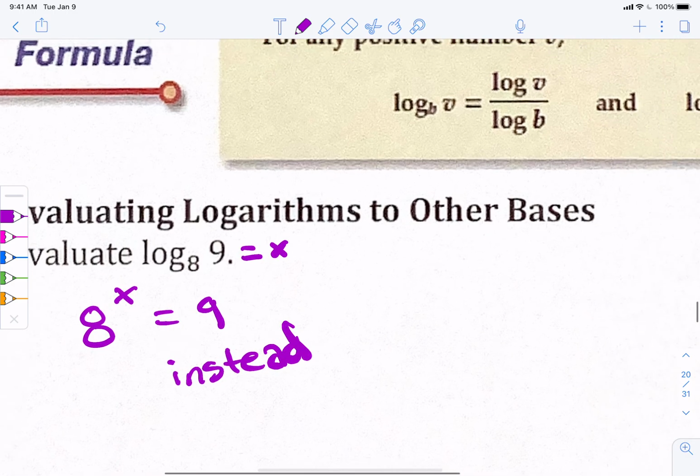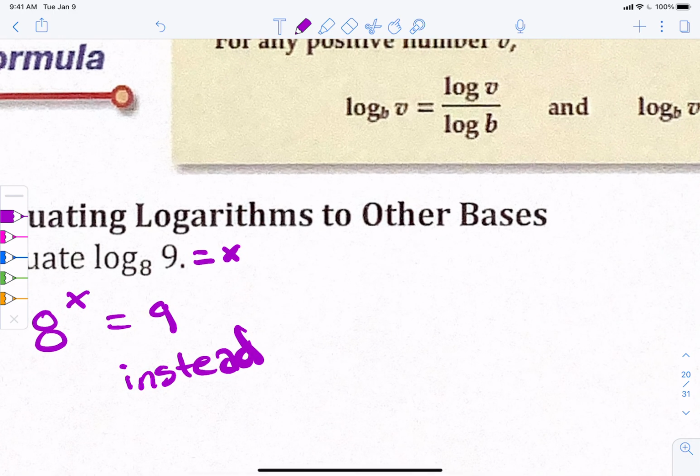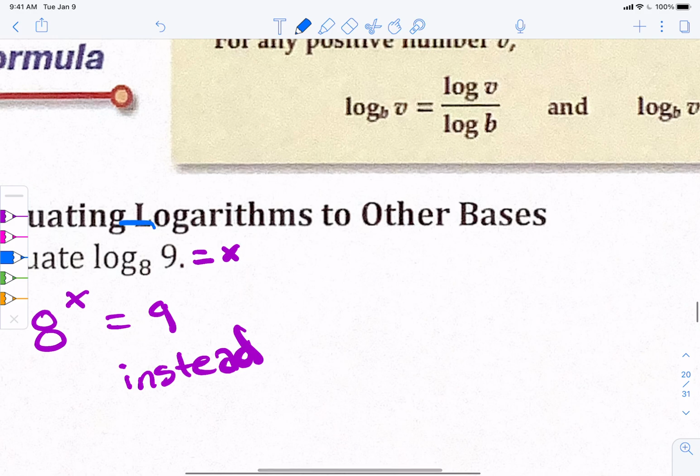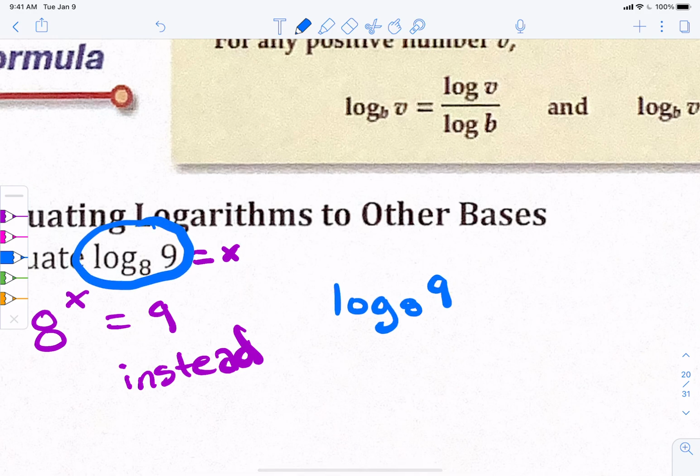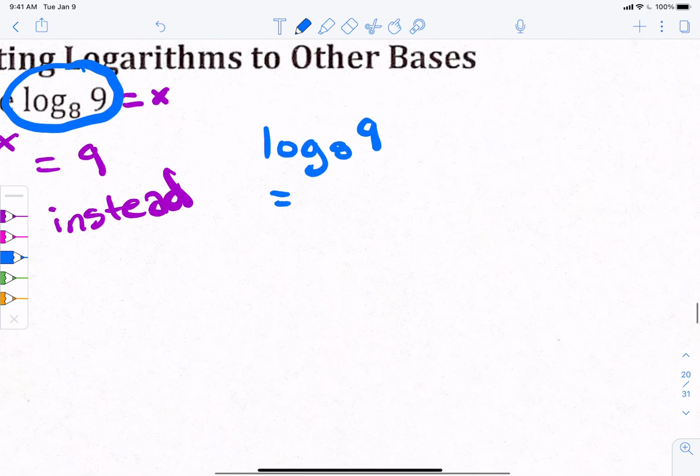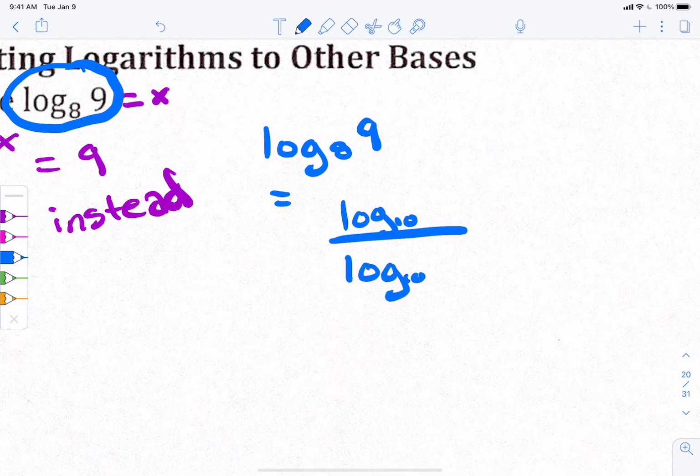So here's what you can do. You can change everything that is not already a log base of 10 to a base of 10. Okay, check this out. This is what you're going to do instead. Log base 8 of 9 is equal to a fraction: log base 10 of something over log base 10 of something. And here's where the numbers go.